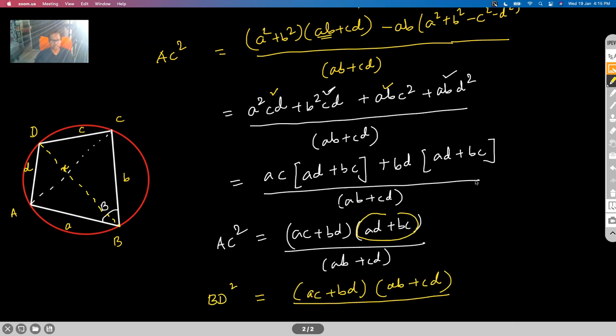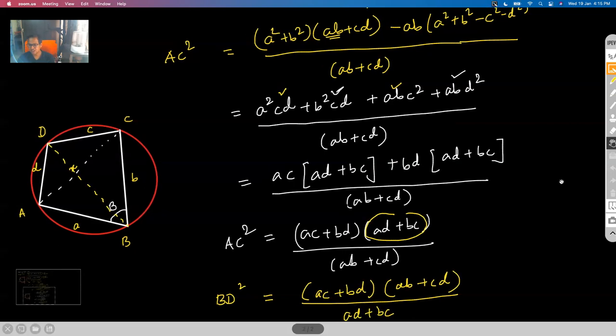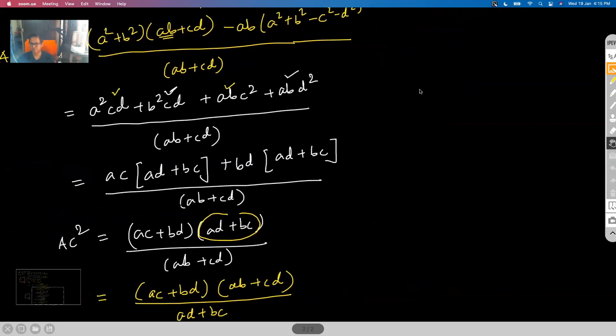So what will happen to the denominator? Now see here, earlier it was ABCD. That means you multiplied the two sides which were on the same side of that particular angle, right? So here you'll do AD plus BC. Absolutely right, Rajaswini. Okay. Now let us multiply these two.